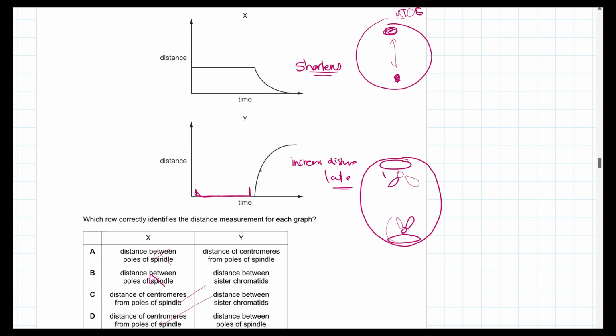Now, for Y, something increases here. So the distance between sister chromatids, as we see here, because they were attached to each other and now separated, it's very normal that the distance between them actually increases at the late metaphase and the start of anaphase. Therefore, this is correct, and the answer is going to be C.